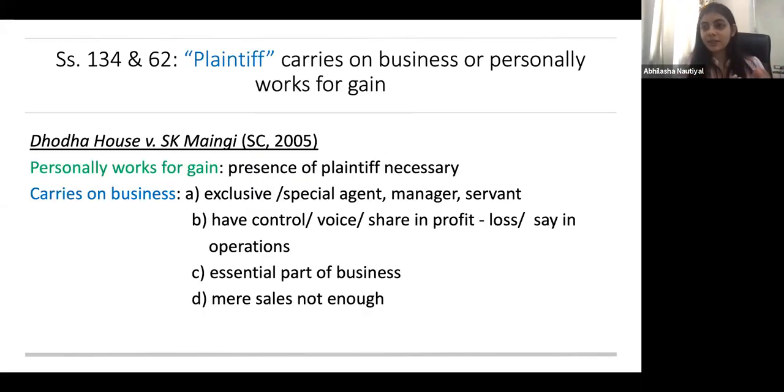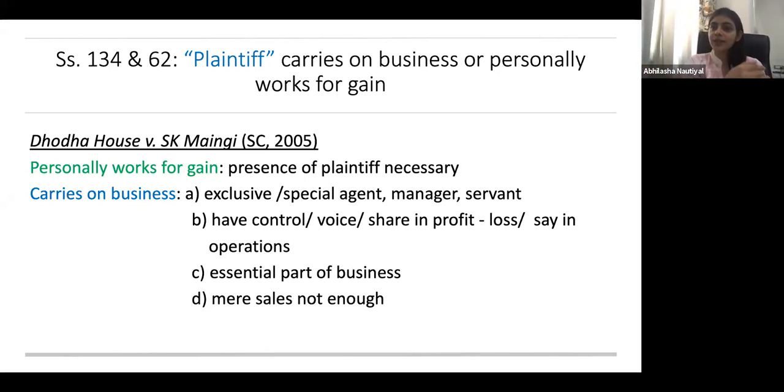Now, what is the meaning of plaintiff carries on business or personally works for gain? This is a question that the Supreme Court has decided, and I'll take you through those decisions on the meaning that the Supreme Court has given this phrase. In a decision called Doda House in 2005, a case actually involving the Doda Mithai, the Supreme Court said for personally works for gain, the actual presence of a plaintiff is necessary. So the plaintiff must be physically in that location for claiming that the plaintiff personally works for gain.